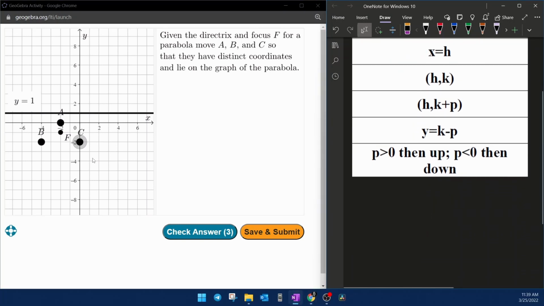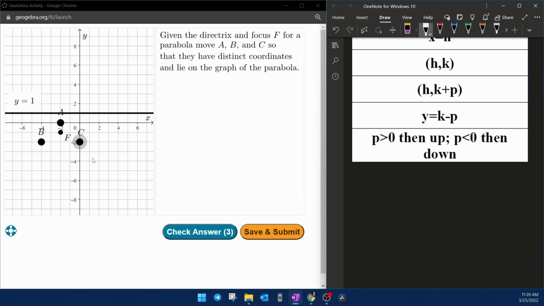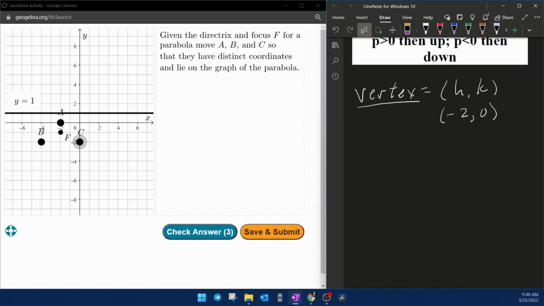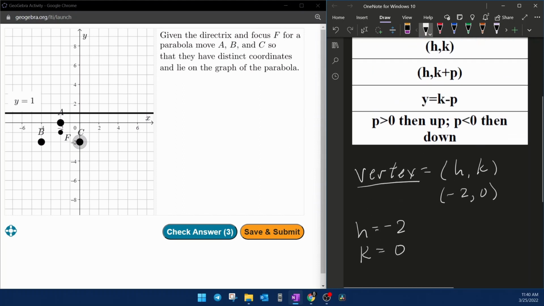So let's make a note. The vertex, which is the ordered pair (h, k), is at the location of -2, 0. Notice that gives me the values for h and k. h is -2, k is 0.